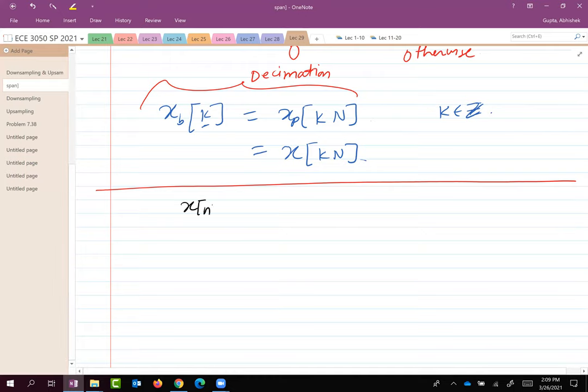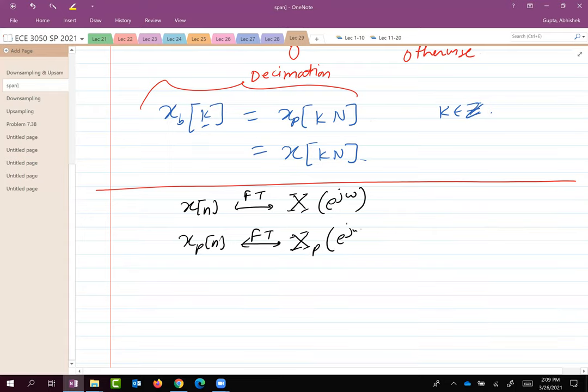So I have x of n, whose Fourier transform is X(e^{jω}). I have x_p of n, whose Fourier transform is X_p(e^{jω}), which is given by 1/N times the summation k equals 0 to N minus 1.